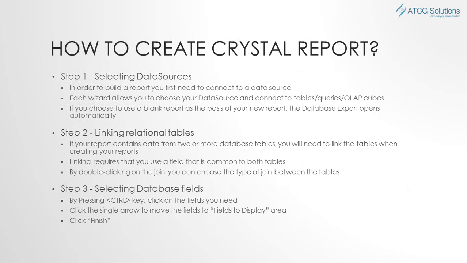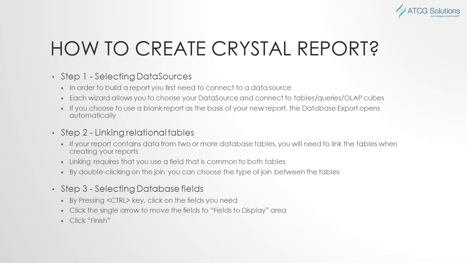So how to create Crystal Report? We have 3 steps to create a Crystal Report. Step 1, selecting data sources. In order to build a Crystal Report, you first need to connect to a data source. If you choose a wizard, it allows you to choose your data sources and connect to tables, queries, and OLAP cubes. If you choose to use a blank report, the database expert opens automatically.